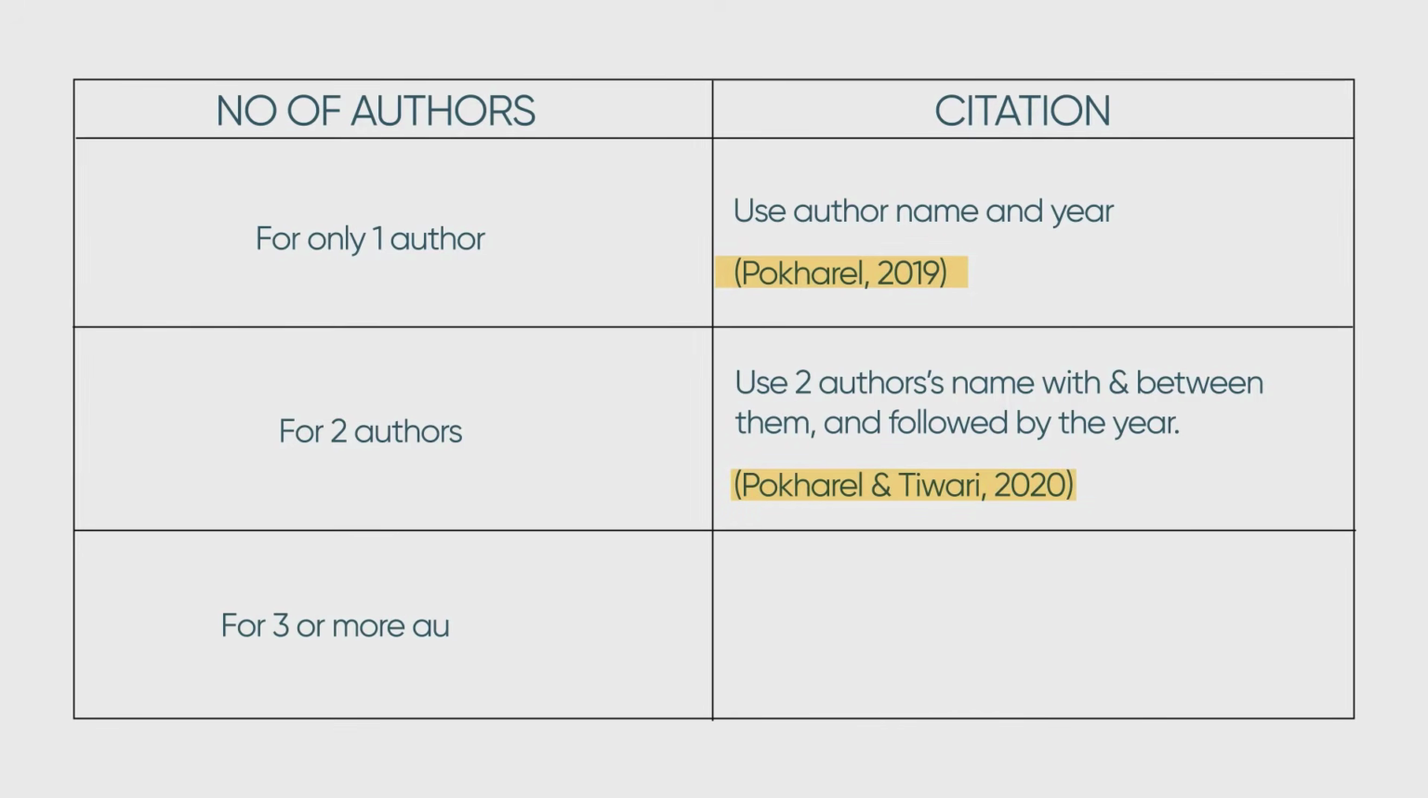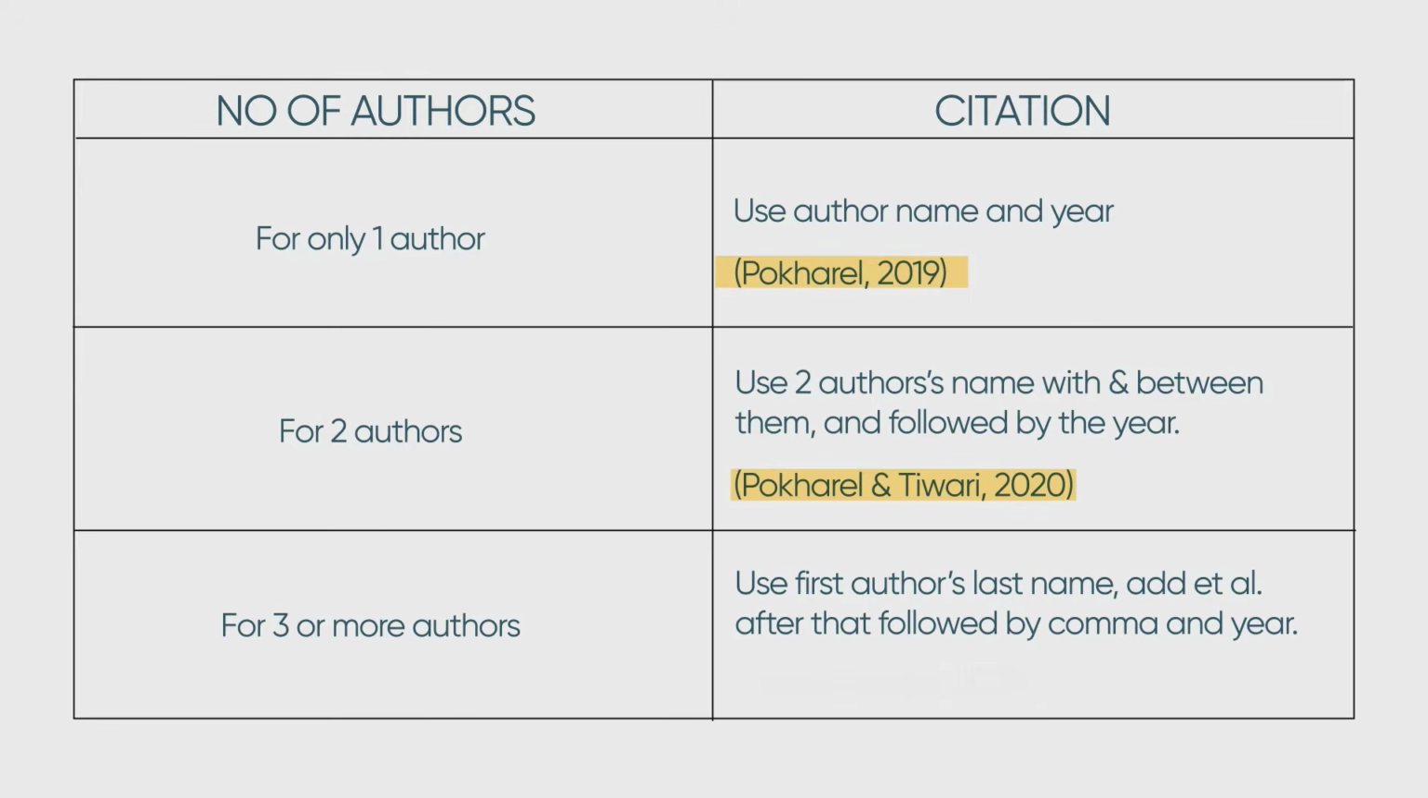For three or more authors, use the first author's last name, add et al., after that followed by a comma and the year. Here it is Pokhrel et al., 2020. Now, what to do when you have some information missing?